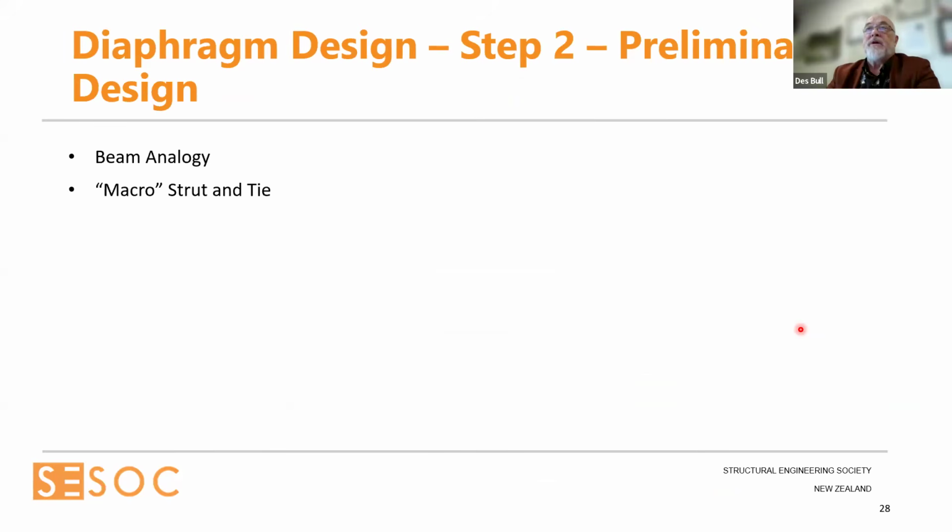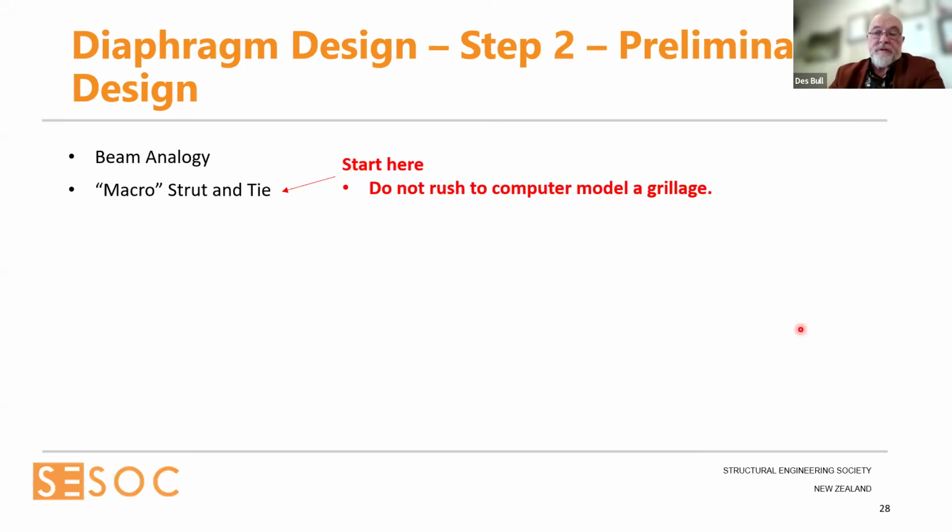Now we're getting into preliminary design. You can actually treat it as a deep beam or beam analogy, or macro strut and ties. Start with the macro strut and tie. Do not rush into doing the computer modeling of the grillage. It's very tempting because the computer models give a sense of being convenient, though often it's a lot of work to set up. Start with the macro strut and ties.